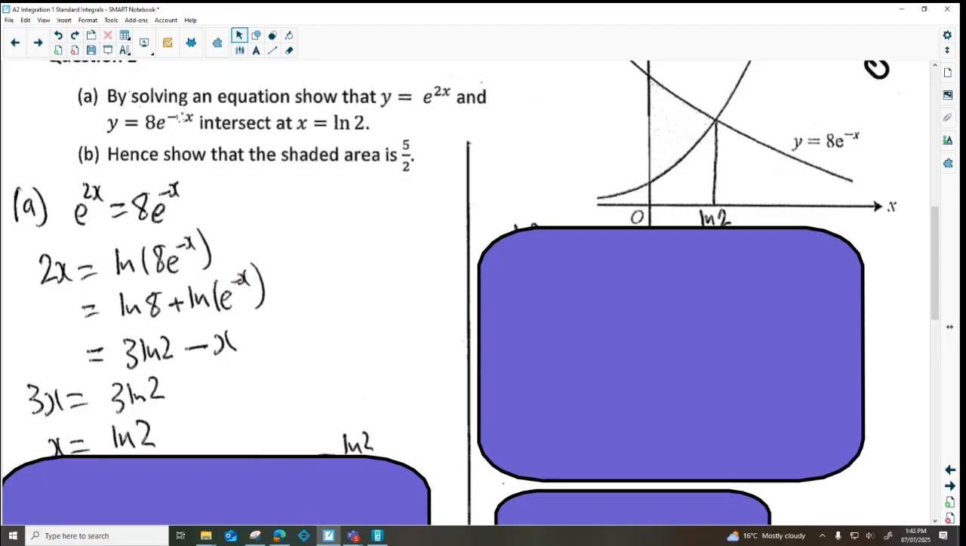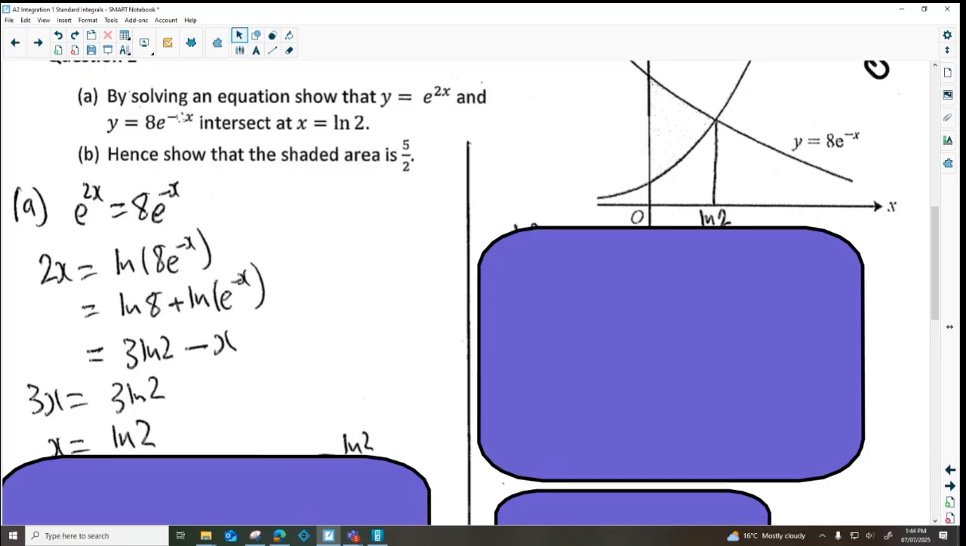So e to the 2x is 8e to the minus x. Going to ln both sides to get rid of the e, you get 2x equals ln of 8e to the minus x. You cannot on the right-hand side cancel ln and e out because there's the 8 in between. But you can use laws of logs to write the right-hand side as ln 8 plus ln of e to the minus x. ln 8 is 3 ln 2. And then ln of e to the minus x is just minus x. That can be rearranged to give 3x equals 3 ln 2, so x is ln 2.